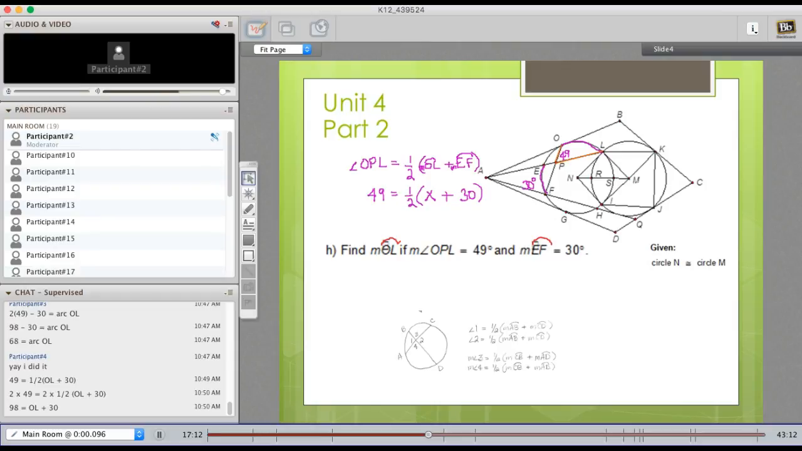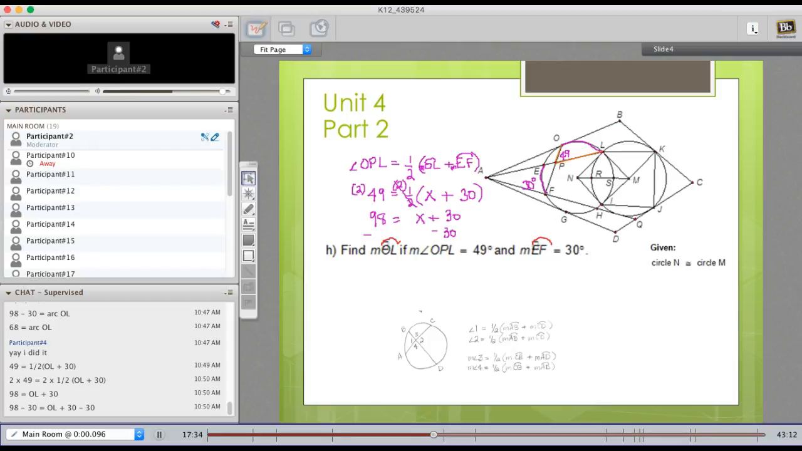Okay, and then you're going to solve that. Now the easiest thing to do to solve that, you could distribute the 1/2. To make it a little easier and get rid of the fraction right away, you could multiply by 2 on each side, because then the 2 and the 1/2 are going to cancel out. Yes, excellent, and that's where Tristan's getting that 98 from. So we have 98 equals x plus 30, and then subtract 30, and then you get the 68. So x, or the measure of arc OL, is 68 degrees.